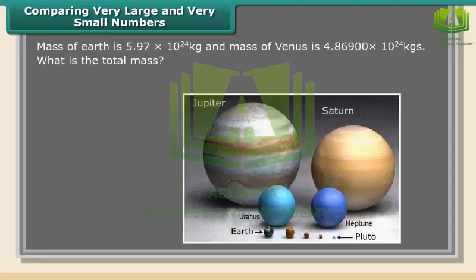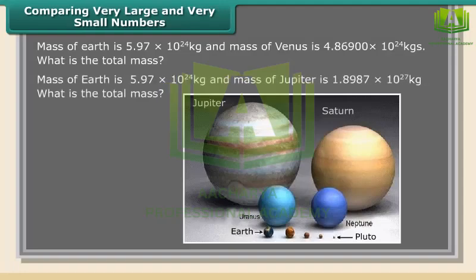Mass of Earth is 5.97 × 10^24 kilograms, and mass of Venus is 4.86900 × 10^26 kilograms. What is the total mass? Mass of Earth is 5.97 × 10^24 kg, and mass of Jupiter is 1.8987 × 10^27 kg. What is the total mass?